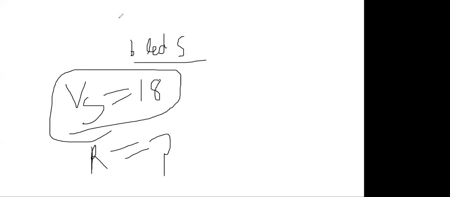So these 6 LEDs are in series. So you have to tell me. If 6 LEDs are in series and the supply voltage is 18 volts, what will be the output? I mean, what will be the resistance requirement? Some participant told me over here that it is 500 ohm. So let me check it. Is it 500 or something else?